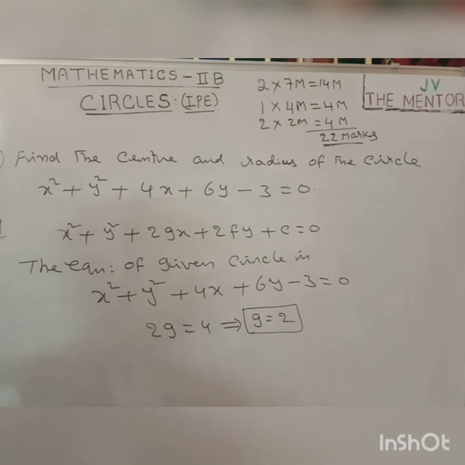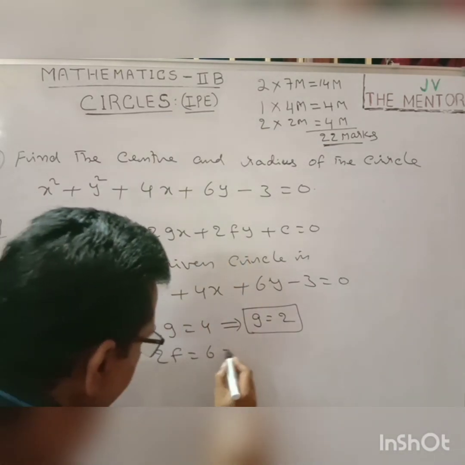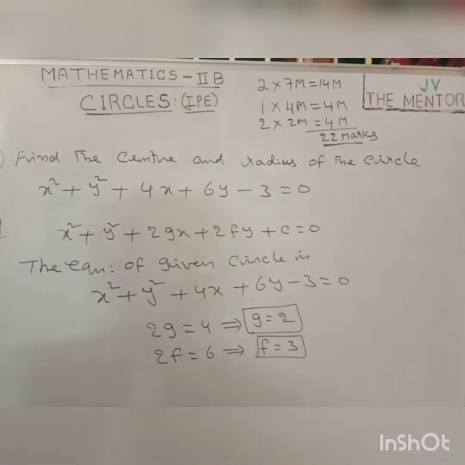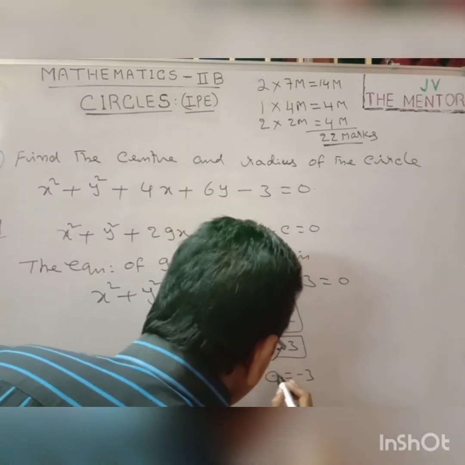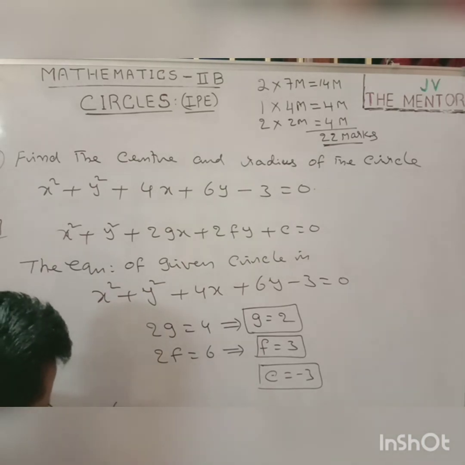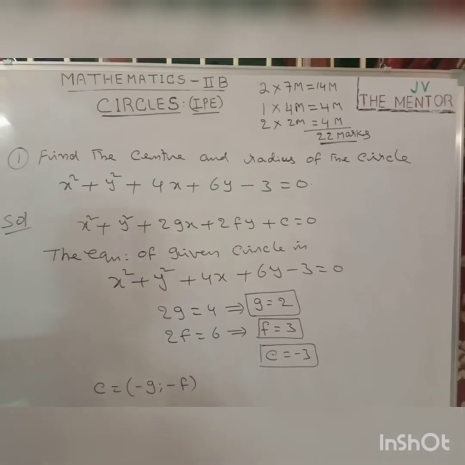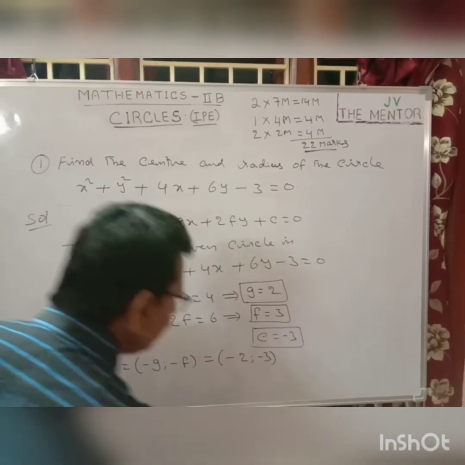Now compare the coefficient of y. Here the coefficient of y is 6, and in the general form it is 2f. 2f equal to 6, that implies f equal to 3. Now what is the constant? Here the constant is minus 3, so c equal to minus 3. Now the center of the circle C equal to minus g comma minus f. Substituting the values of g and f, that equals minus 2 comma minus 3.